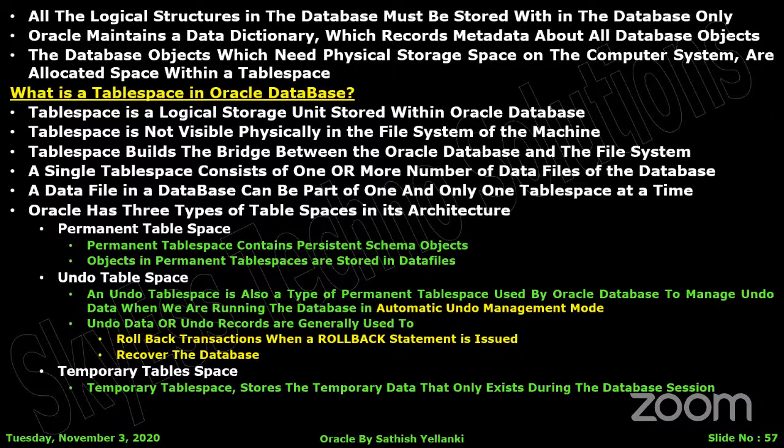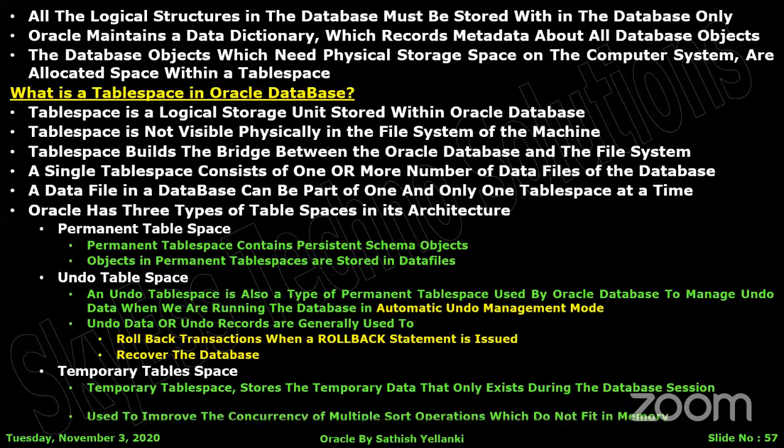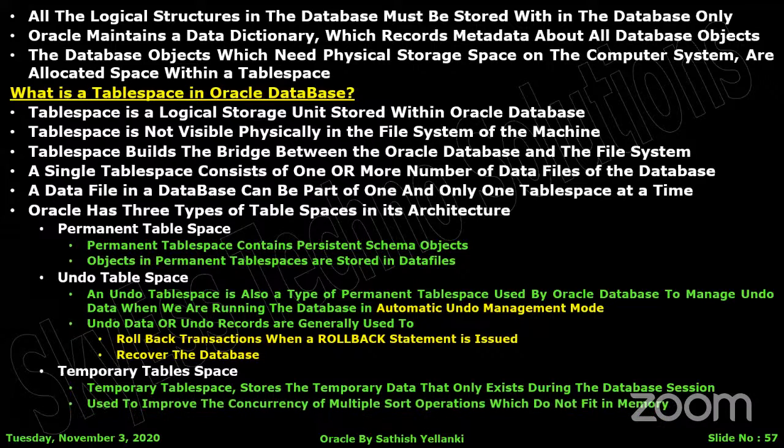Only to the relevance of the session, whatever kind of data you're managing temporarily, the data will go to the temporary table spaces. Temporary table space is used to improve the performance and concurrency of multiple sort operations which cannot actually fit in the memory. Means when I'm doing very huge amount of data sorting, you cannot expect all the data to fit into your RAM. Then these temporary table spaces are used by Oracle to manage such kind of constructs.